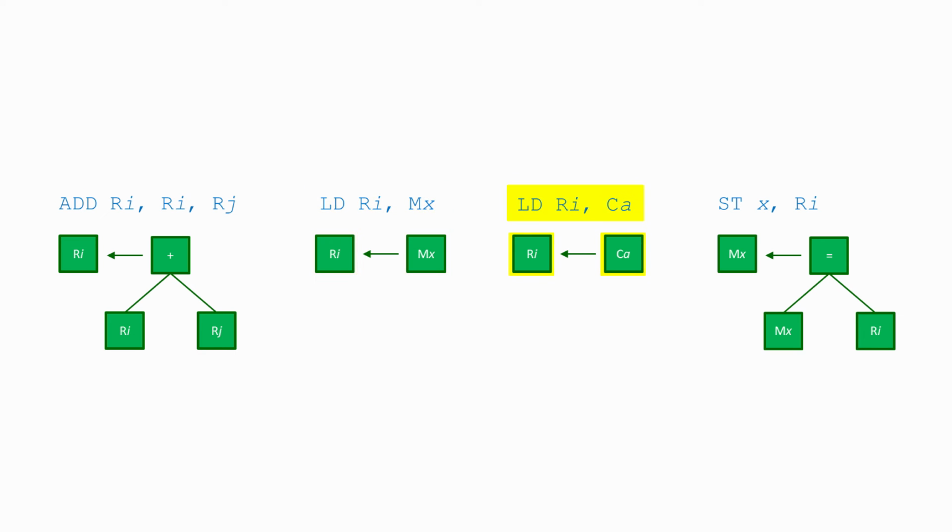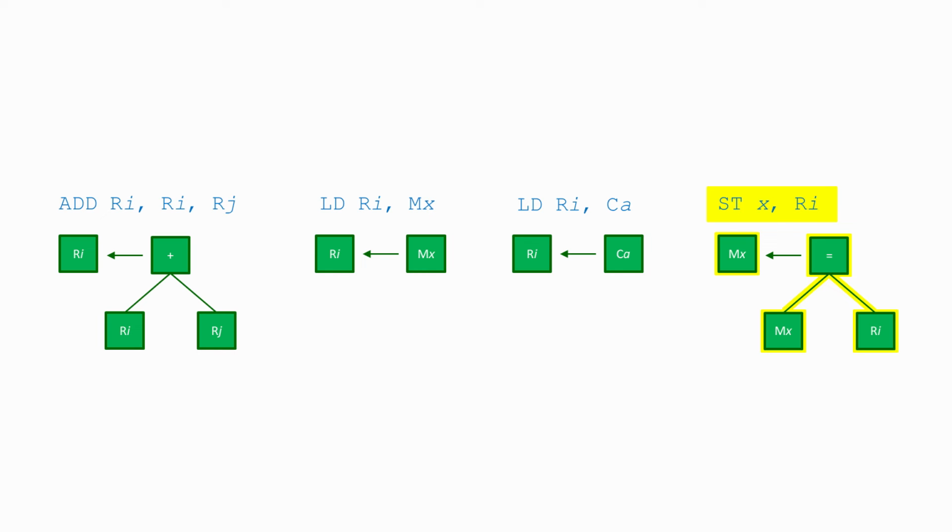The rule for loading a constant is very similar. CA represents a constant value, such as a number, and the replacement node is a register. The store instruction is essentially a copy operation in which the contents of a memory location are made equal to the contents of a register.